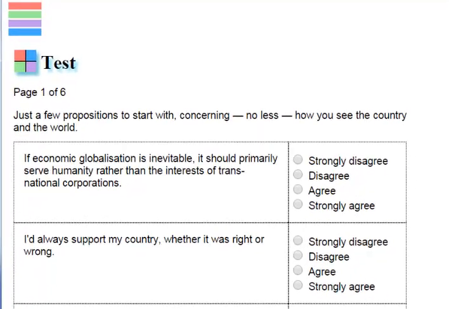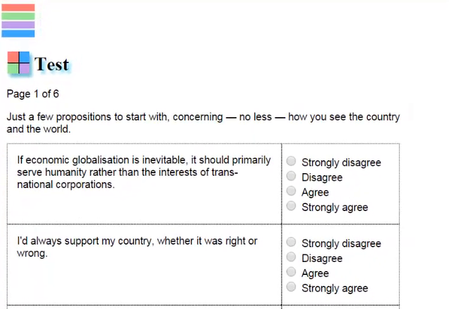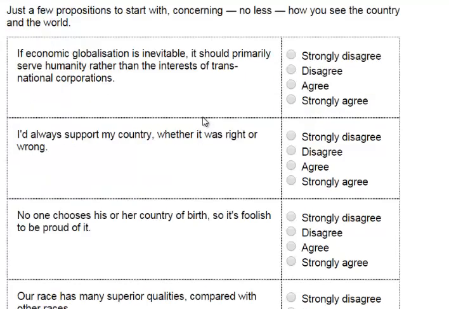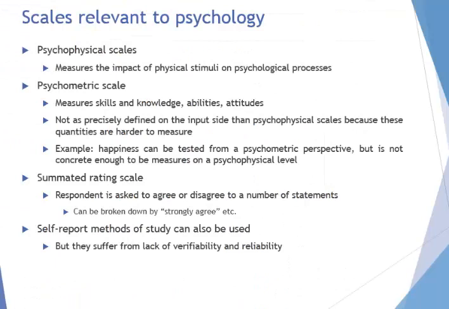Anyway, this is just a test that you can take to see what your political views are, and it basically goes through like 50 of these, and on each one you can say strongly agree. Like, if economic globalization is inevitable, it should primarily serve humanity rather than the interests of transnational corporations, and you can say agree, disagree, strongly agree, whatever it is. This is a way very often things are measured in terms of people's opinions, people's attitudes. Things like that can be measured very often in that way.